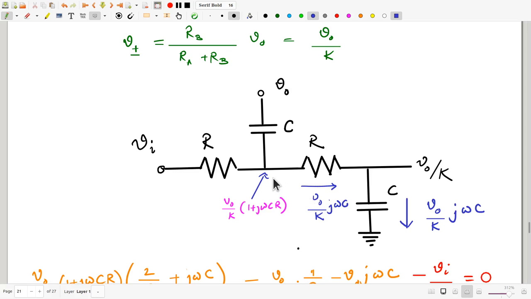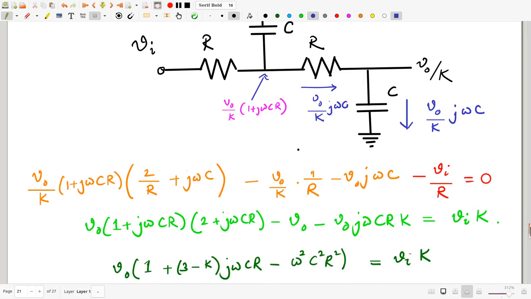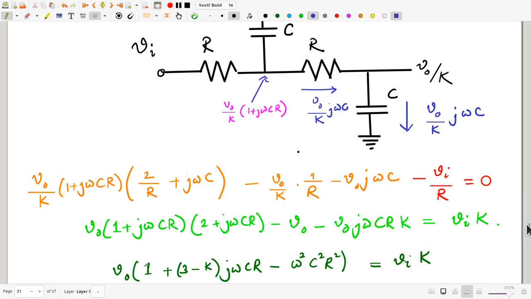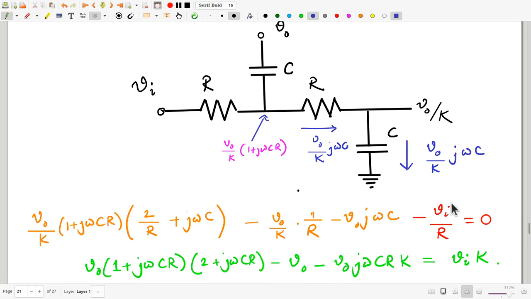Given this information, if I just use Kirchhoff's current law at this node, what I'm going to end up with is VO by K into 1 plus j omega CR, that is this voltage, times all the admittances, 1 by R plus 1 by R, that's a 2 by R here, plus j omega C, minus VO by K into 1 by R, minus this VO into j omega C, minus this Vi by R, must be equal to the net current flowing into this node, which is 0. So this is what you get.